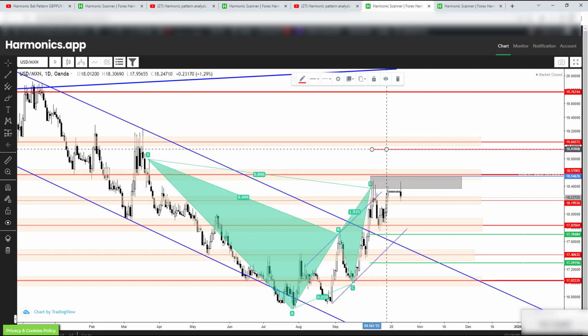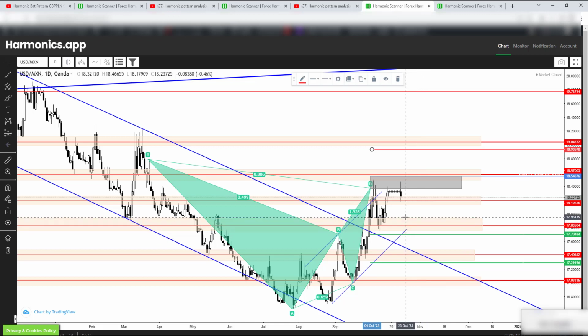So in this case, this bet pattern is still open. There is a possibility that the price will continue to move down, but we need to wait for this to happen. So these are the three bet patterns I have covered in the last month and a half.